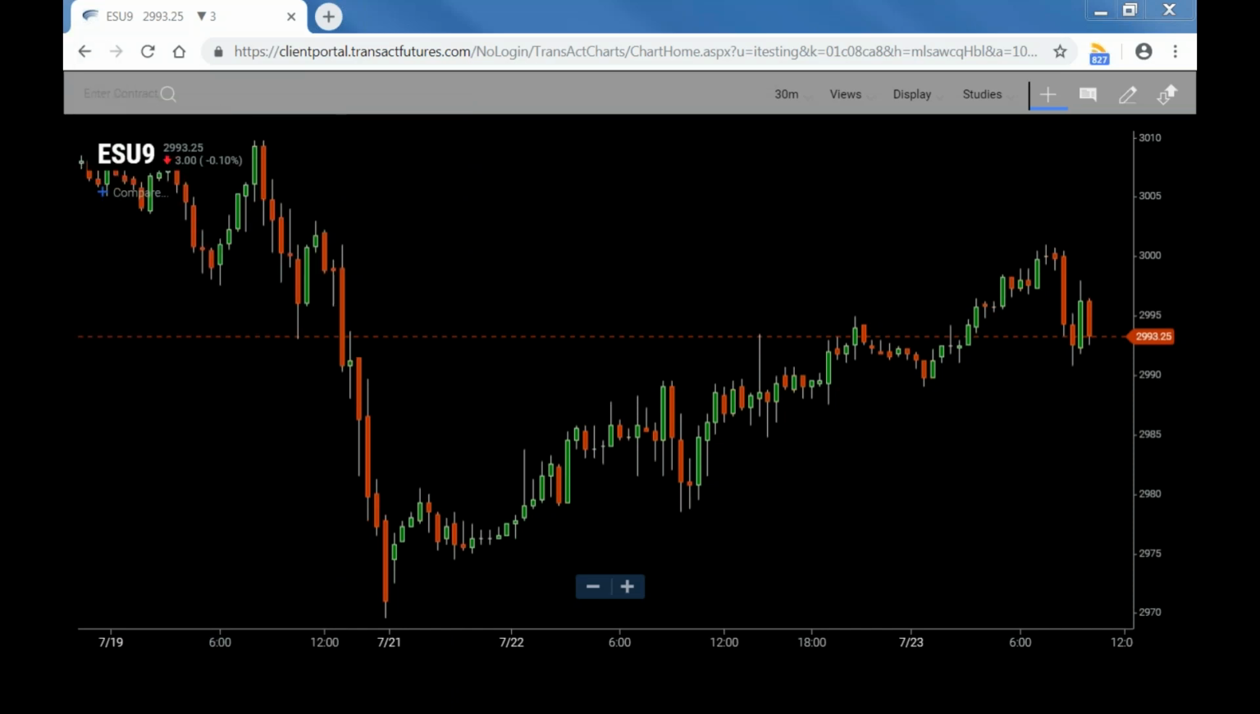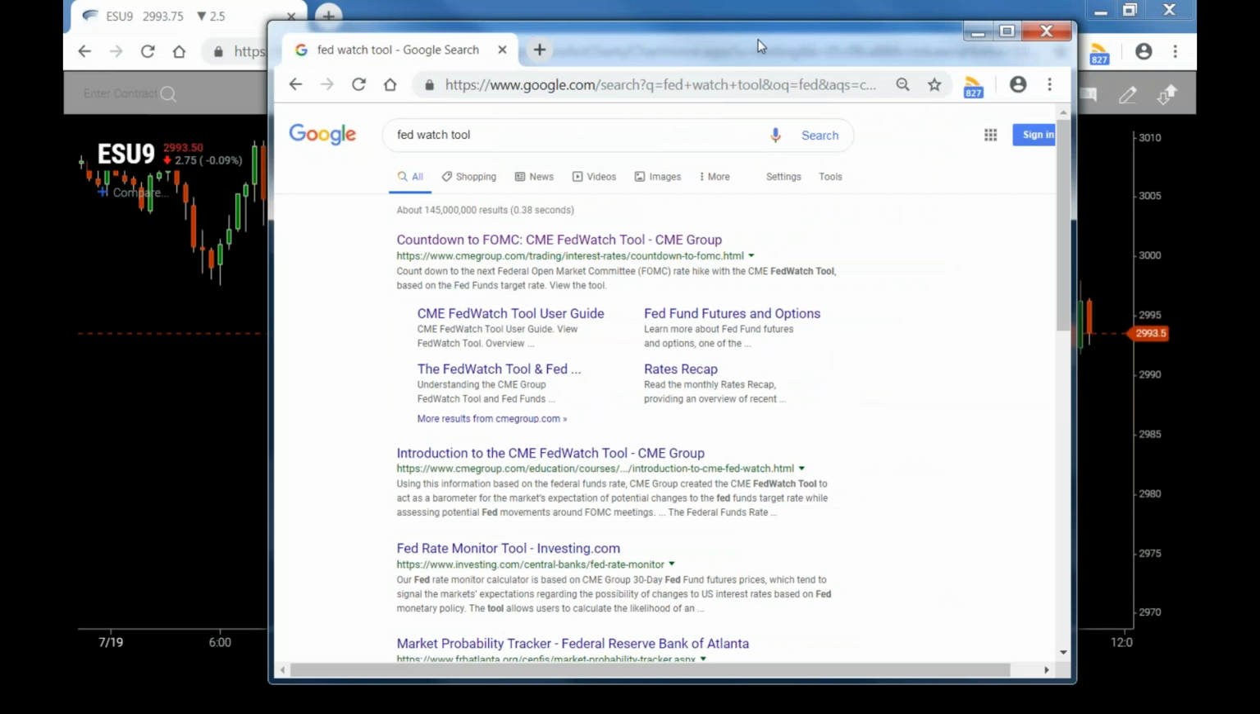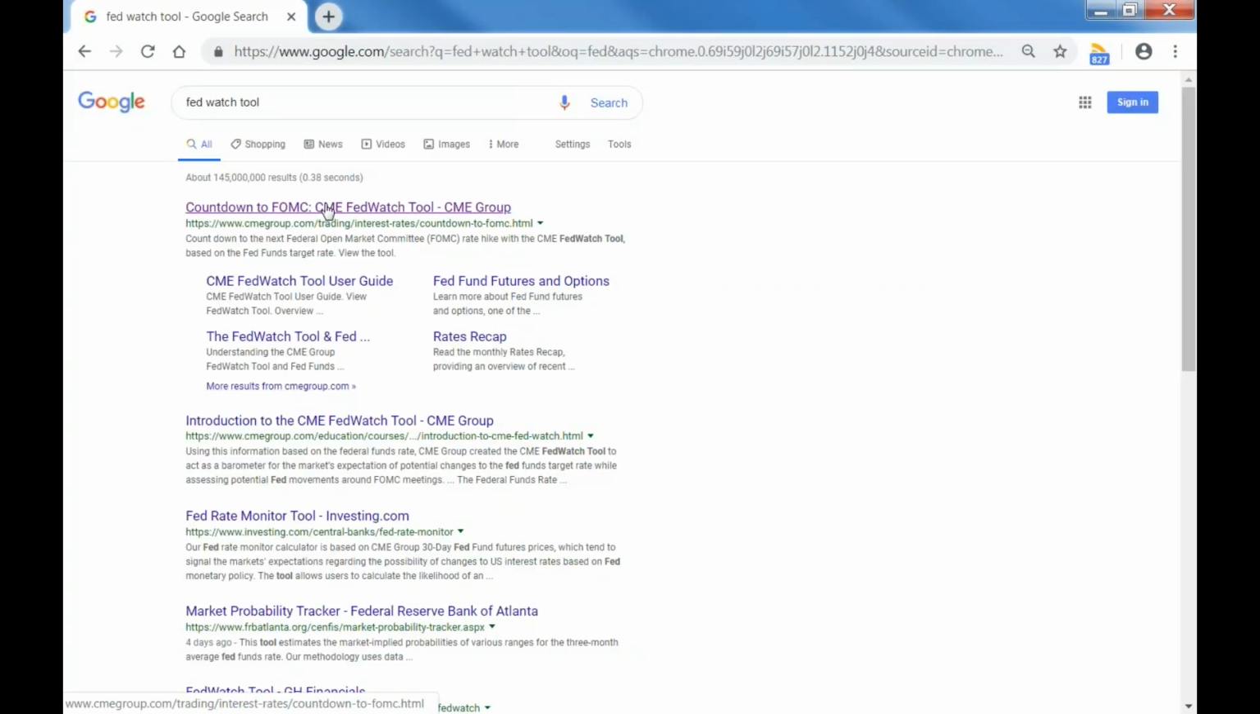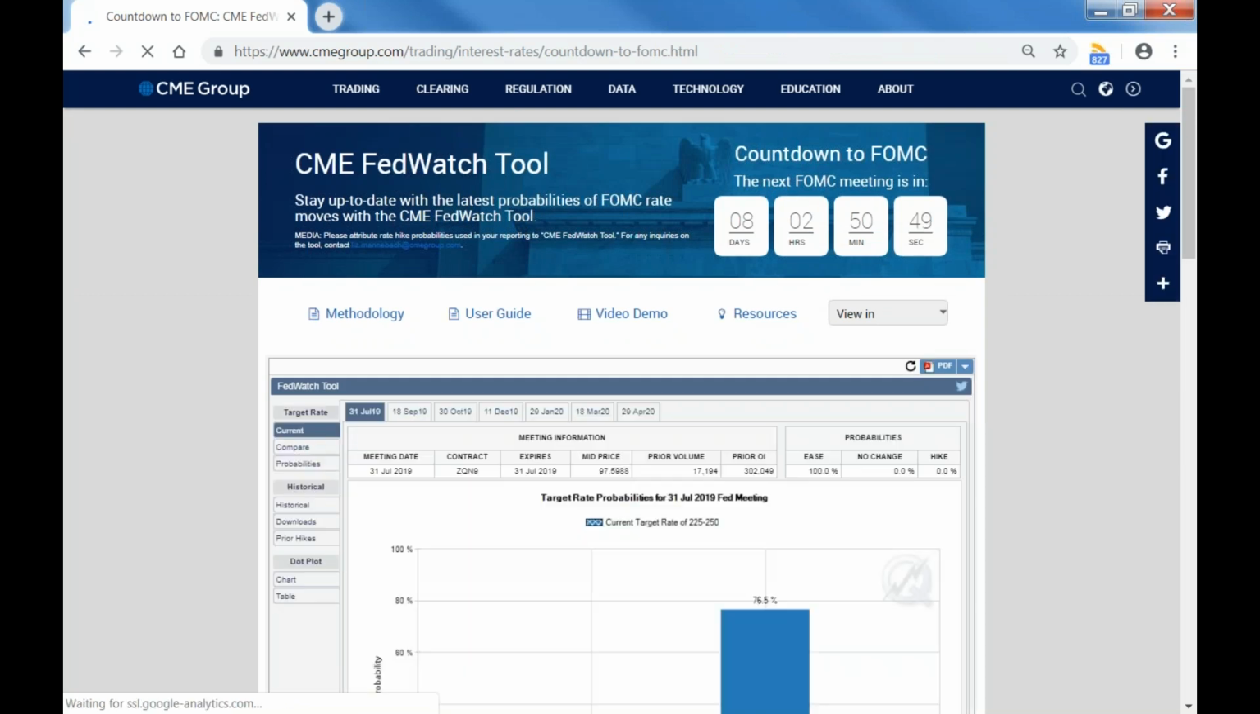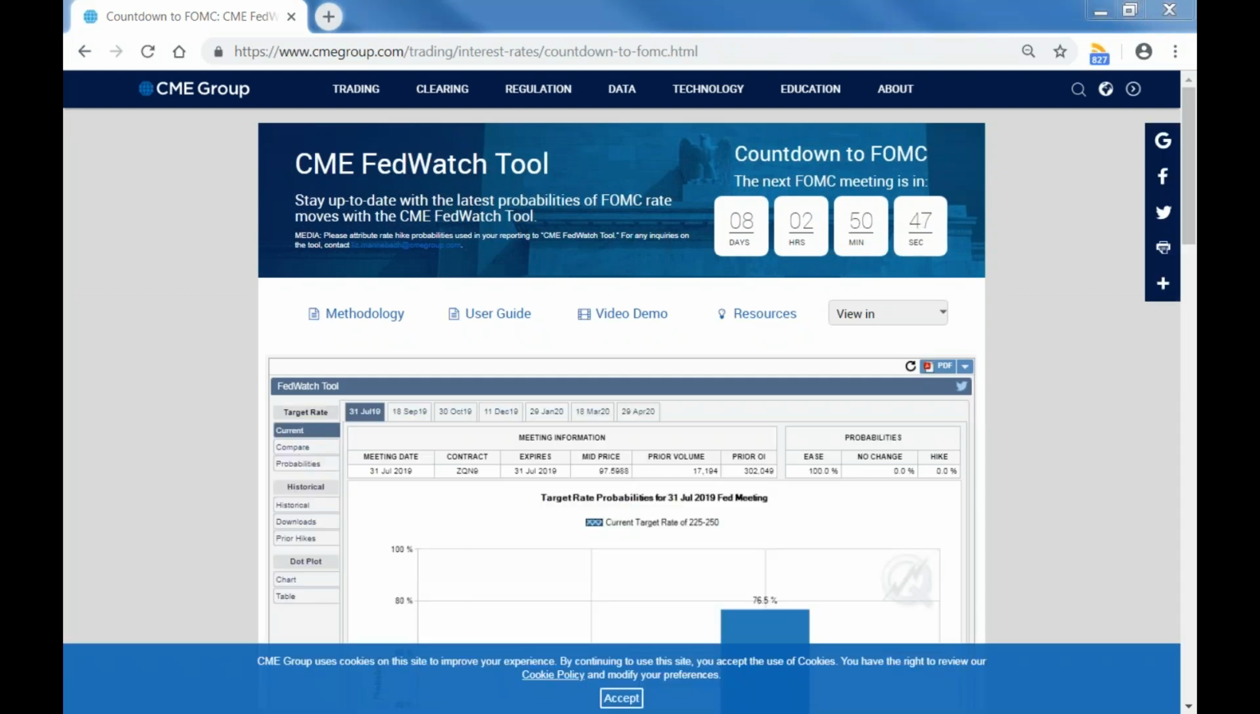Of course, interest rates are the thing of the day, right? We have a Fed meeting coming up. Let me show you one other thing before we talk about it. So the CME Group has this thing called the Fed Watch tool. This is really, really cool. If you type in Fed Watch tool in a browser, you'll get this.